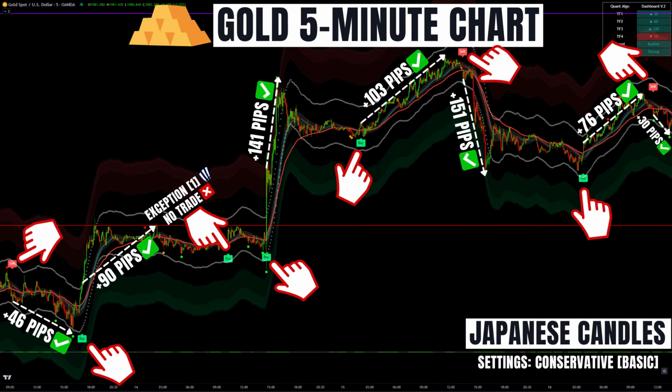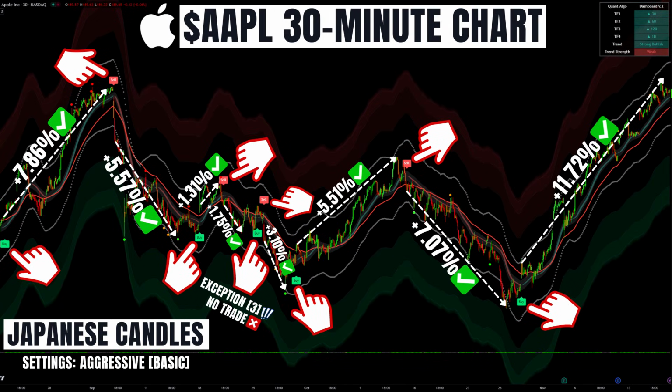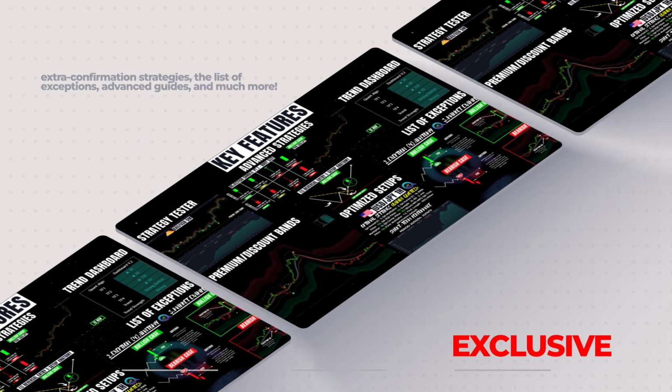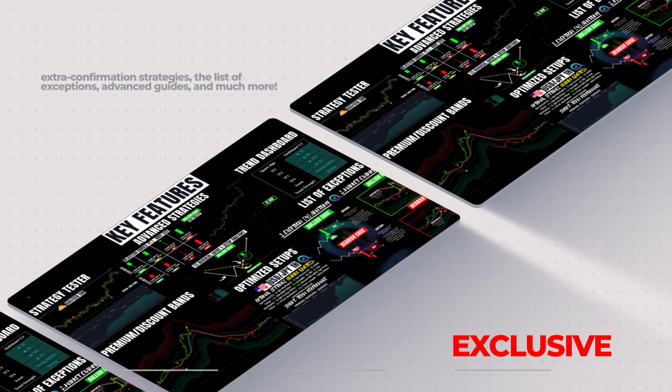This high-quality algorithm, which combines complex trading processes to tell you when to buy and when to sell, was developed to enhance your trading experience.